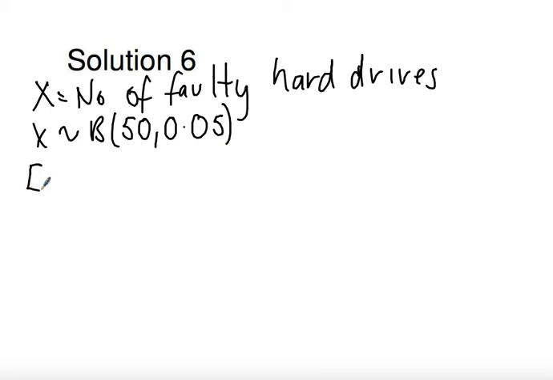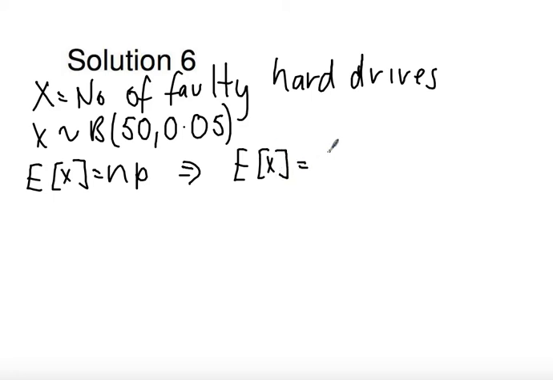So I want to find the expectation of x. Expectation of x we know is calculated by doing np. So the expectation of x is simply 50 times 0.05, which gives you an answer of 2.5. And actually, you've been working with this idea in GCSE already. If you think about flipping a coin 100 times, how many times would you expect to get a head? Half of that, 100 times a half, which is 50.